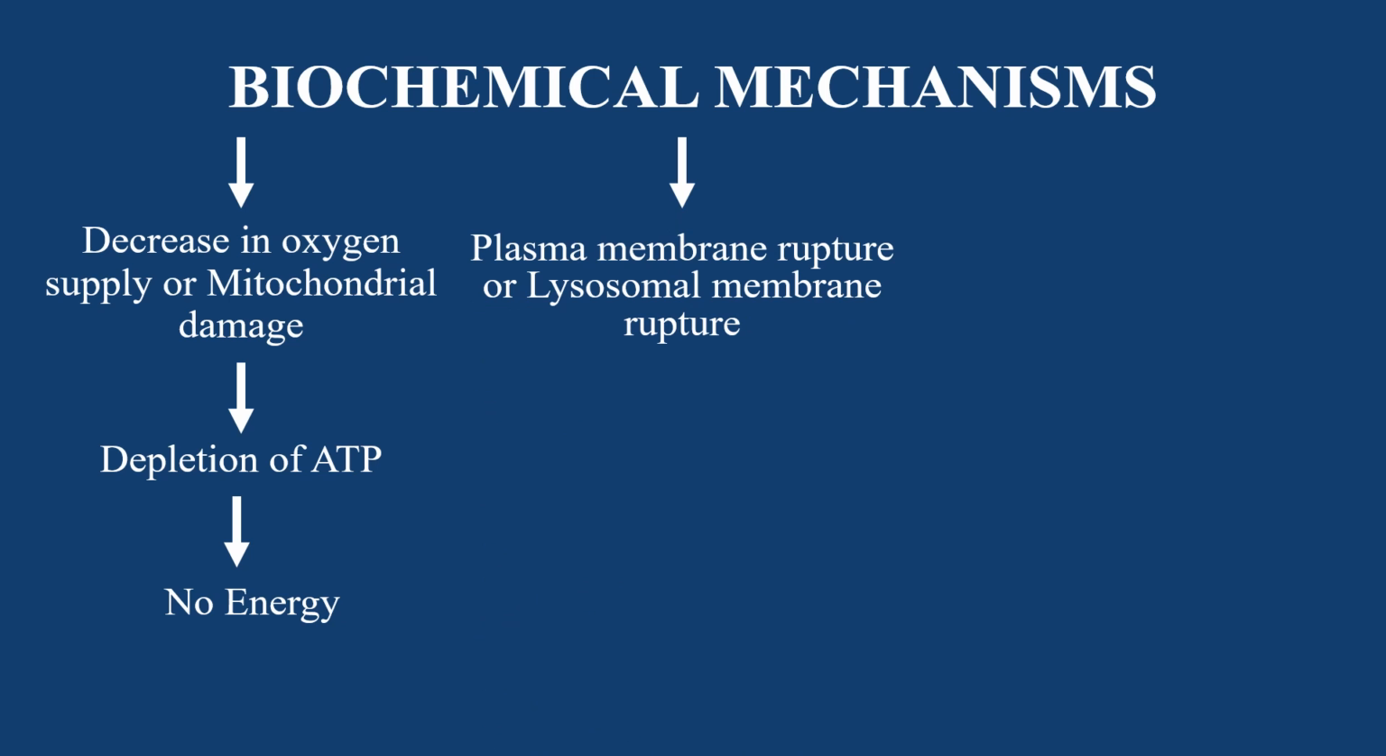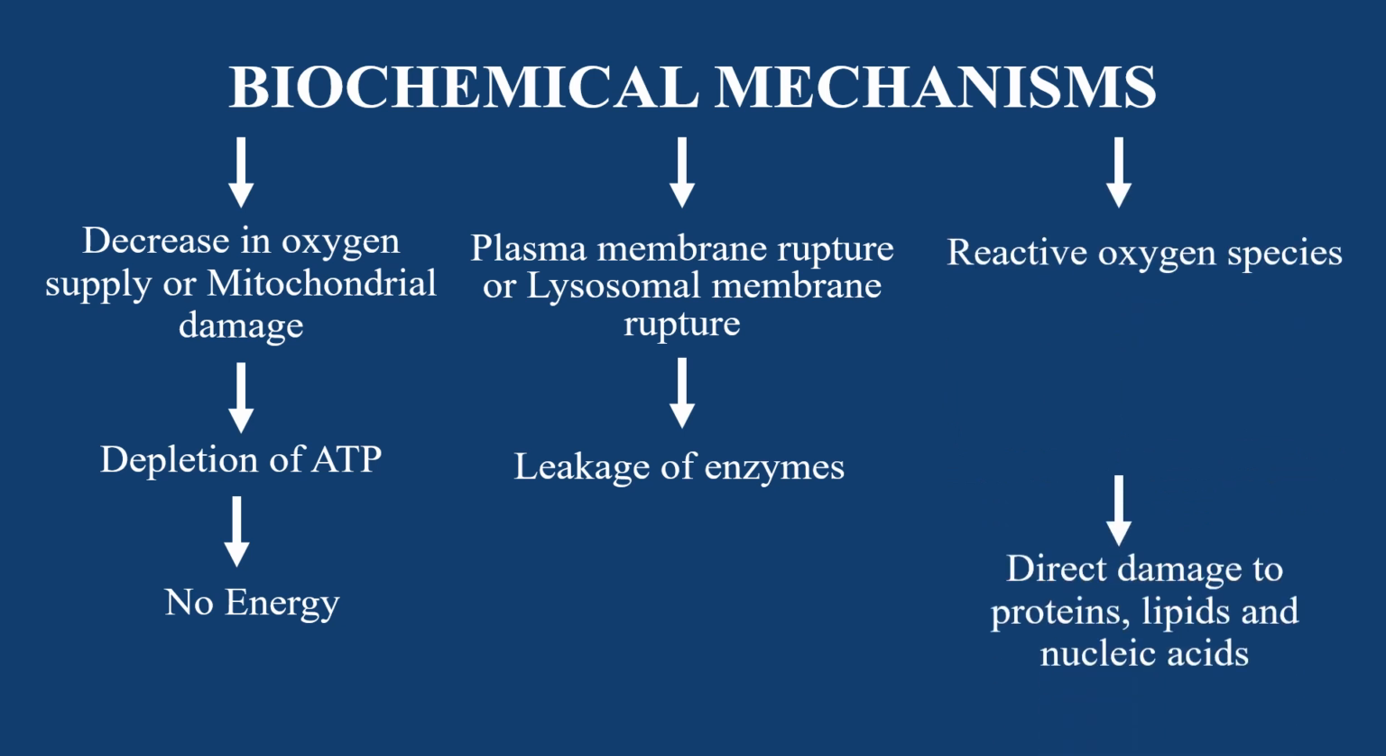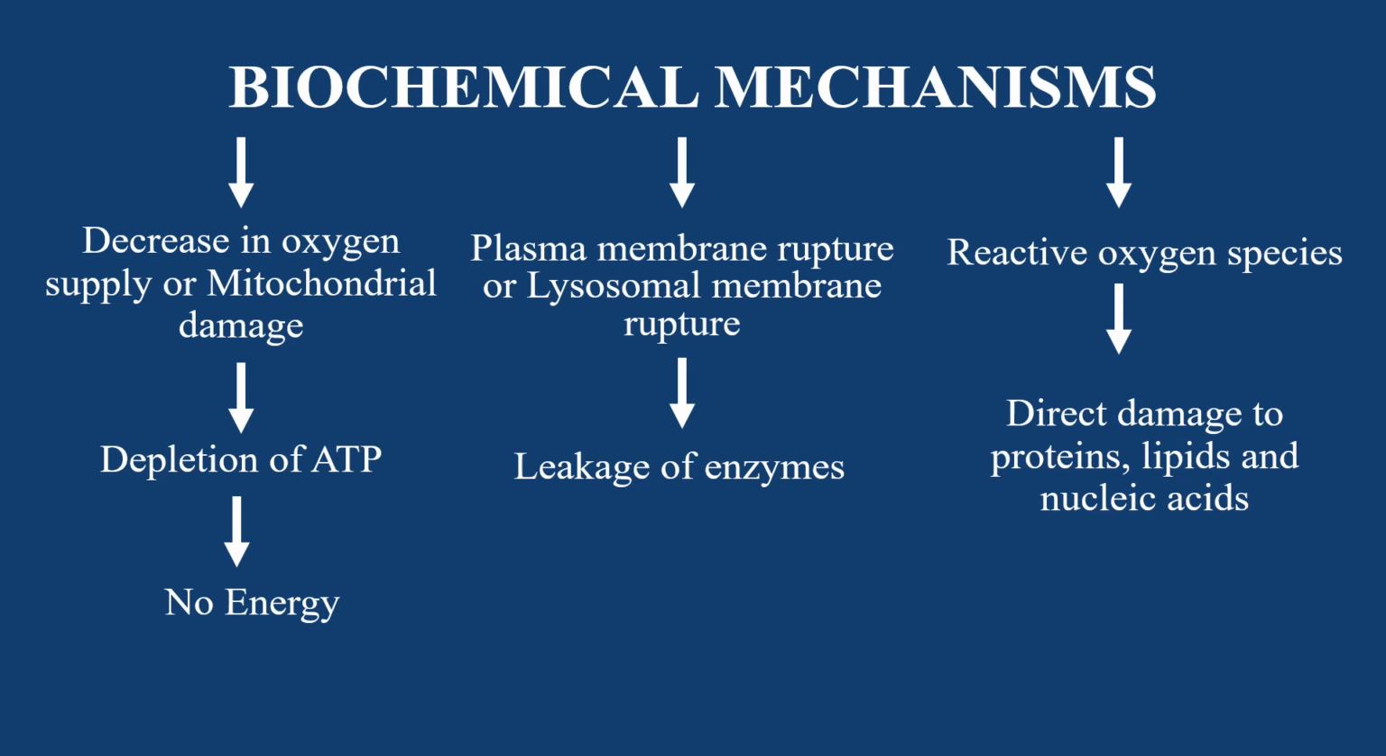Secondly, because of plasma membrane rupture or lysosomal membrane rupture, there will be leakage of enzymes. What is the most important enzyme in this? As we have already discussed in the previous slide, that is lysozyme. Thirdly, there will be reactive oxygen species which will cause direct damage to proteins, lipids and nucleic acids. So this is the biochemical mechanism behind any necrosis.